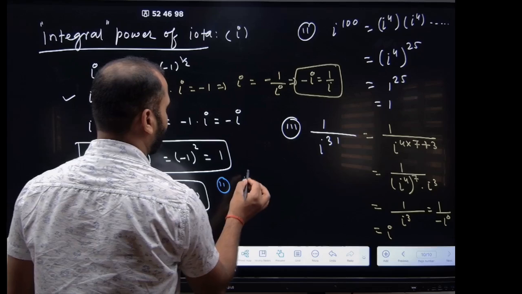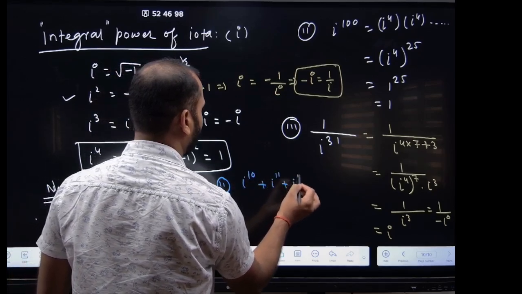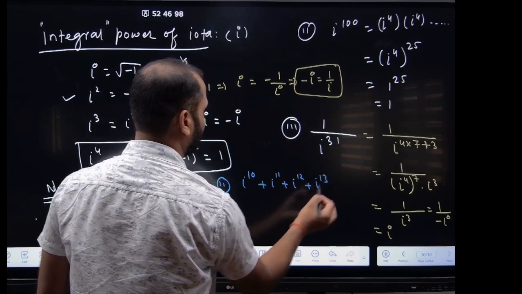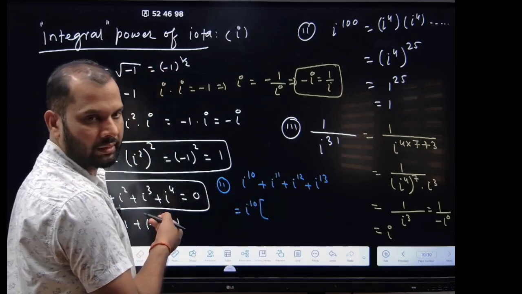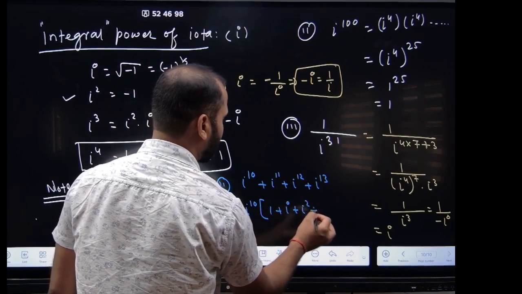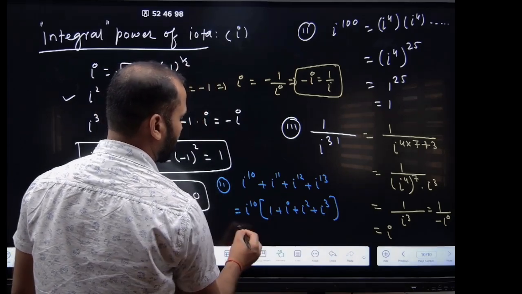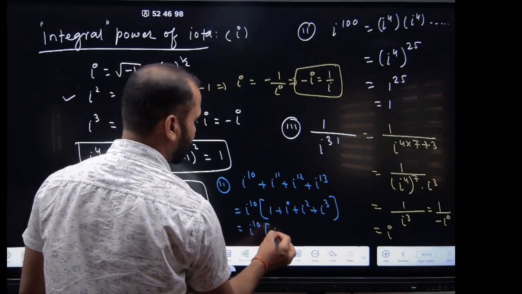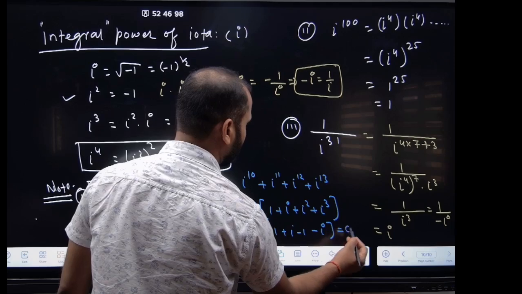Let it be you have i to the power 10, i to the power 11, i to the power 12, i to the power 13. What can you take common? i to the power 10 I can take common. So this will be 1 plus i square plus i cube. Yes or no? This is nothing but i to the power 10 times the summation of this, which is 0. So since this is 0, the product is 0.